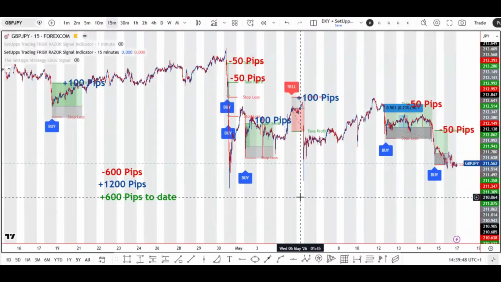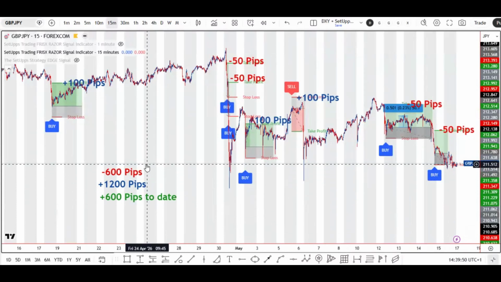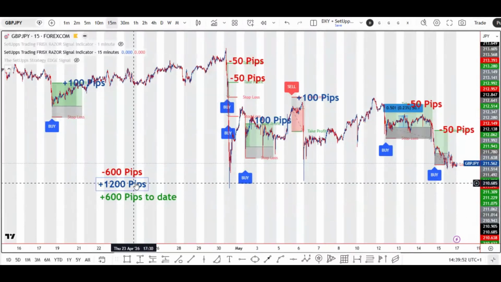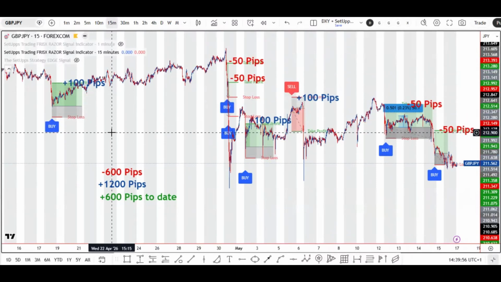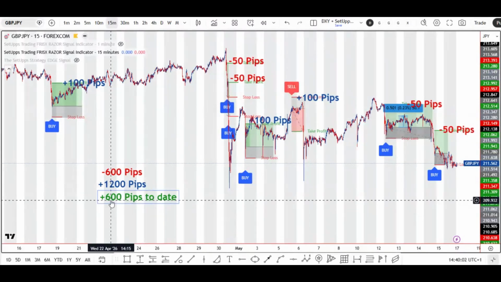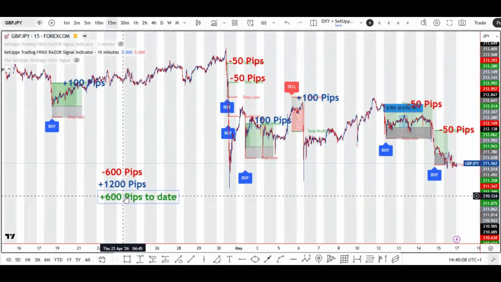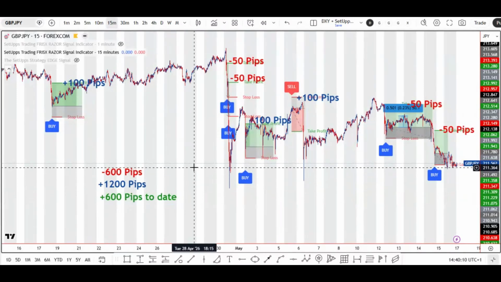Right, cool. So far with the signal, we've had 12 losses, 12 wins, but because this is a 2-to-1 on the GJ, which is pound against Japanese yen, we are 600 pips up from the 1st of December till the 17th of May.